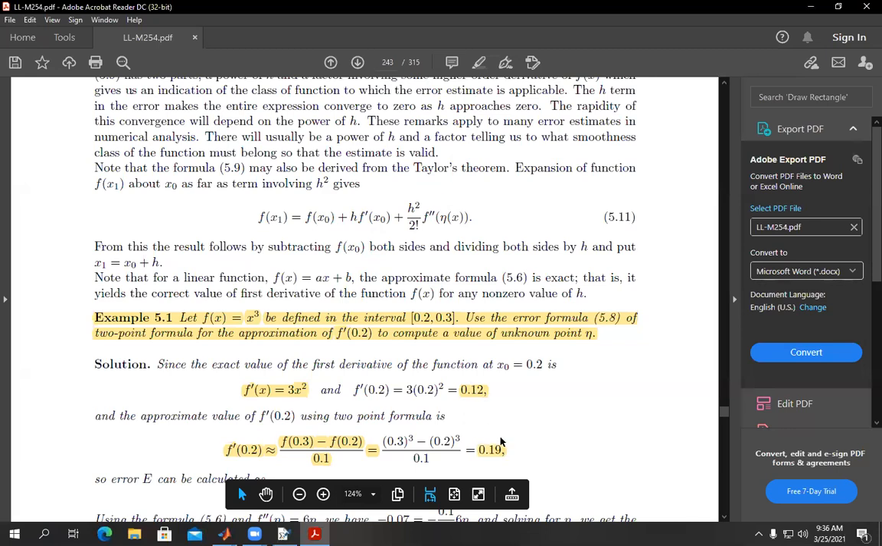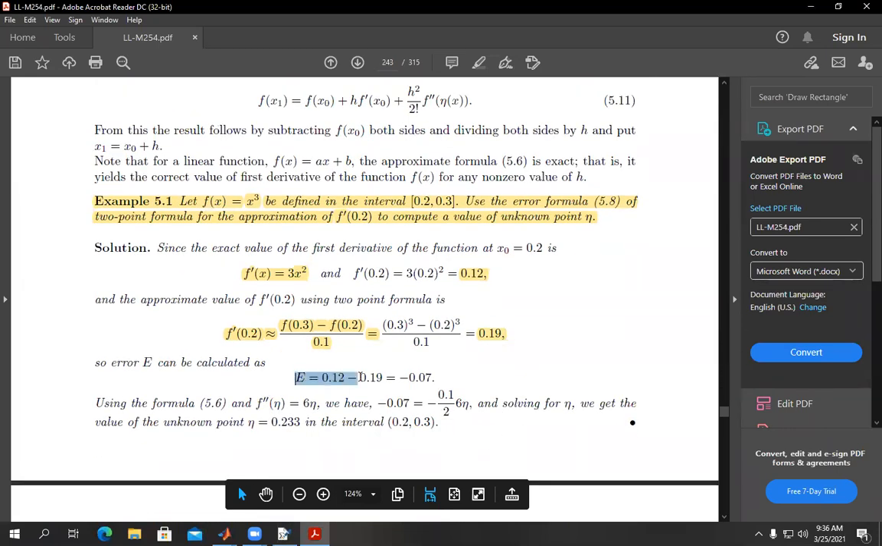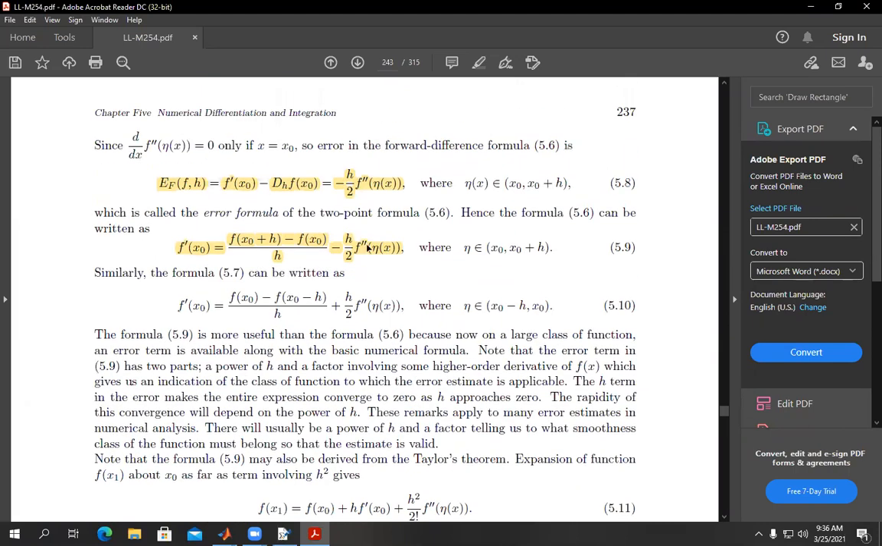approximate. Exact minus approximate gives you what? An error. And that you have, the exact error here. This is on the left-hand side, and you have to solve the right. You know the value of this one, you know the value of this one. Now you use the right-hand side to find the value of eta.